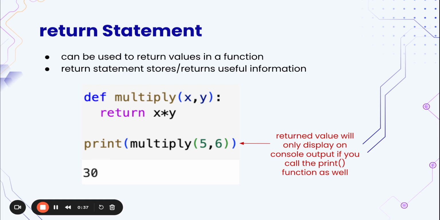And the returned value will only display on the console output if you call the print function as well. So what I mean is, if this print function was not there, you would not see the 30 displayed here. But since the print function is there, it is displaying the 30 value. If we didn't have the print function, we wouldn't have anything printed to the console output.